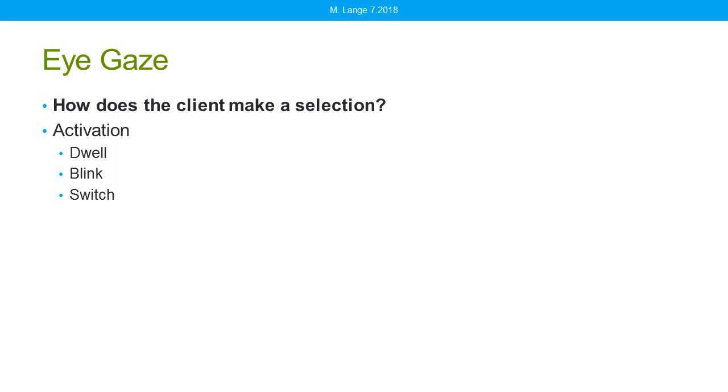So there are various strategies to determine where the eyes are using a camera that sees the reflected light within the pupils of the eyes. How does the client then make selection? I can get my eyes gazing at a certain location, but I have to tell the device I want to make this selection. So activation can be done in 3 different ways on most of these devices: dwell, blink, or switch.